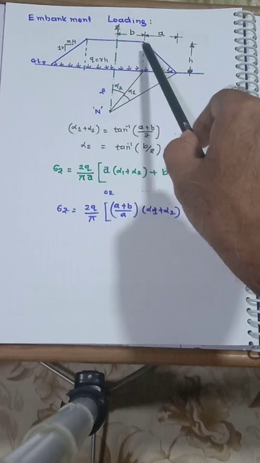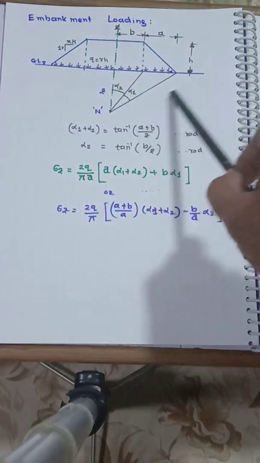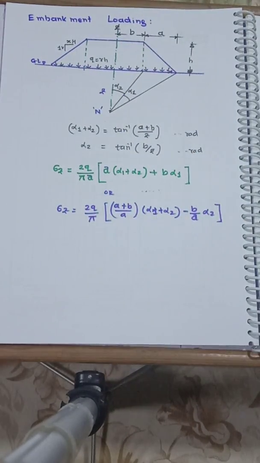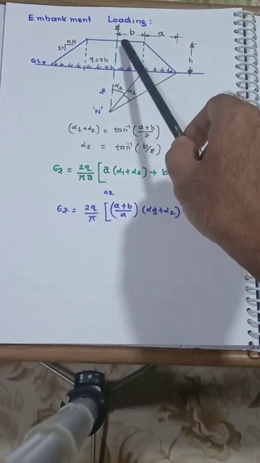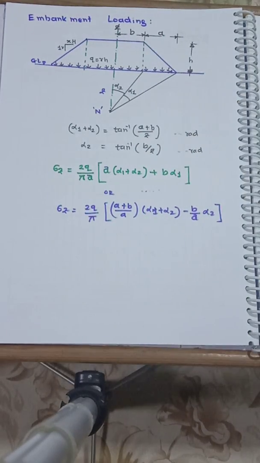For b, it is to be confirmed that it is a half. Actually we require the half portion of this embankment. B is not the total width, it is half of the top width.